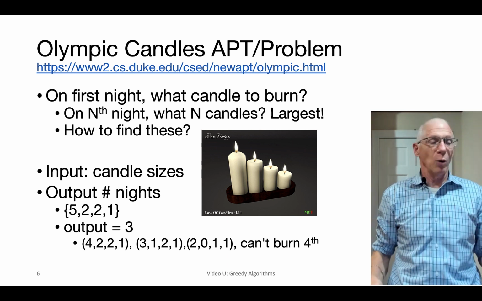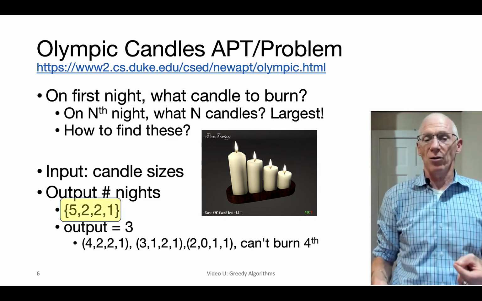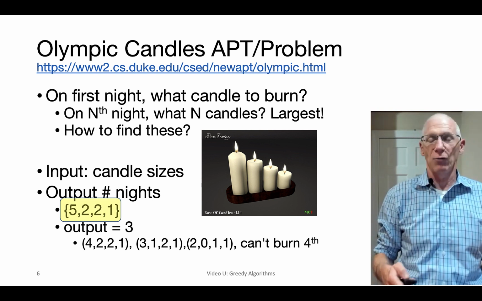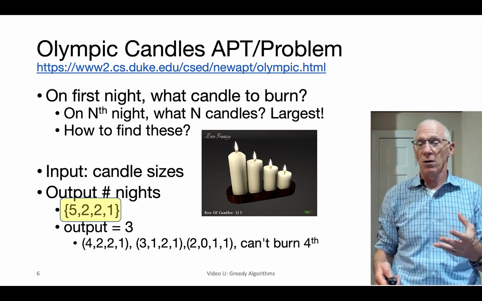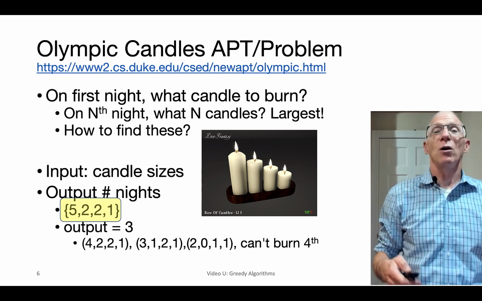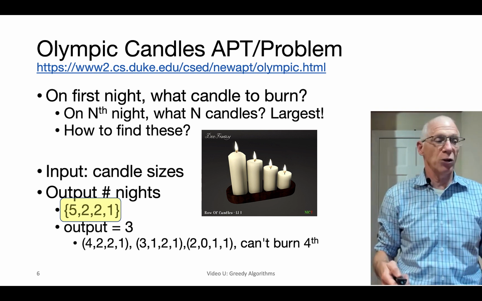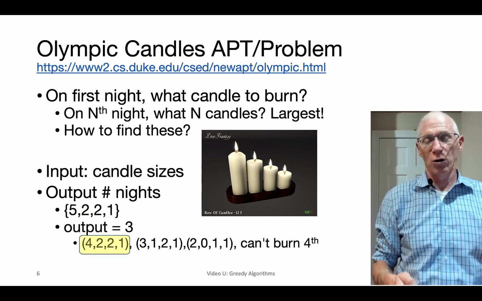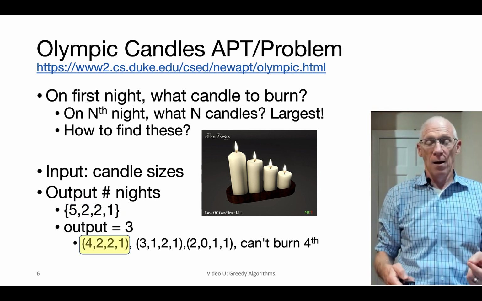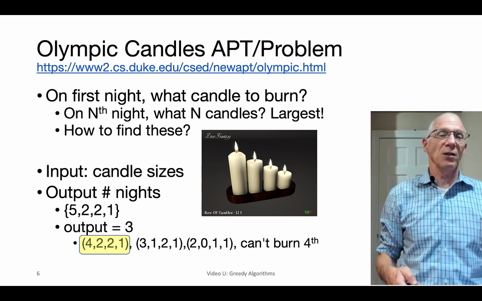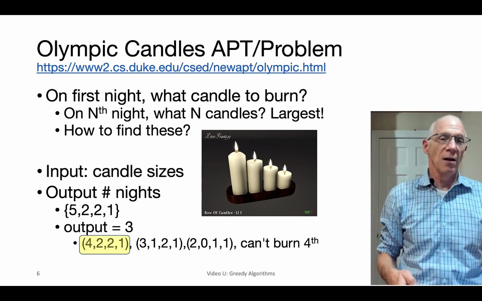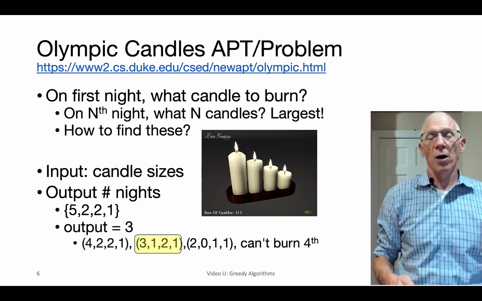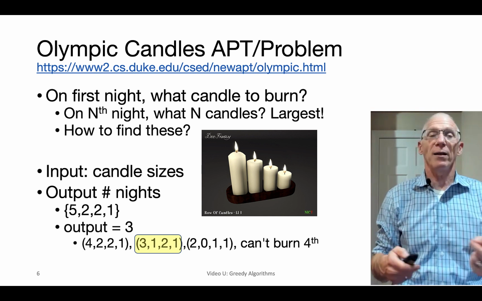So, for example, if we have an input, which is the candle sizes, and in this example we have 5, 2, 2, 1, so 4 candles, and we have to burn a candle on the first night, we would choose the 5-inch candle, burn it, and now we'd have a 4, a 2, a 2, and a 1. Now we have to choose 2 candles on the second night. We choose the 4 and the 2. That would yield 3, 1, 2, 1. We've burned candles for 2 nights.